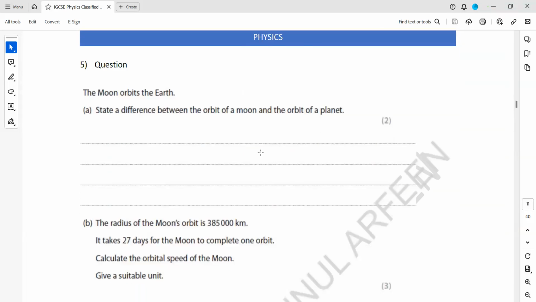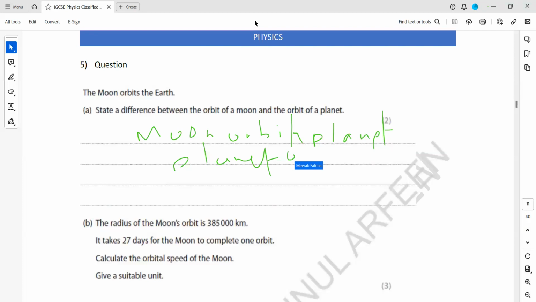The moon orbits the Earth. State the difference between the orbit of the moon and the orbit of the planets. How are they different from each other? The moon orbits the planet and the planet orbits the star. Okay. And another difference: usually the moon's orbits are circular and the planets' orbits are elliptical.